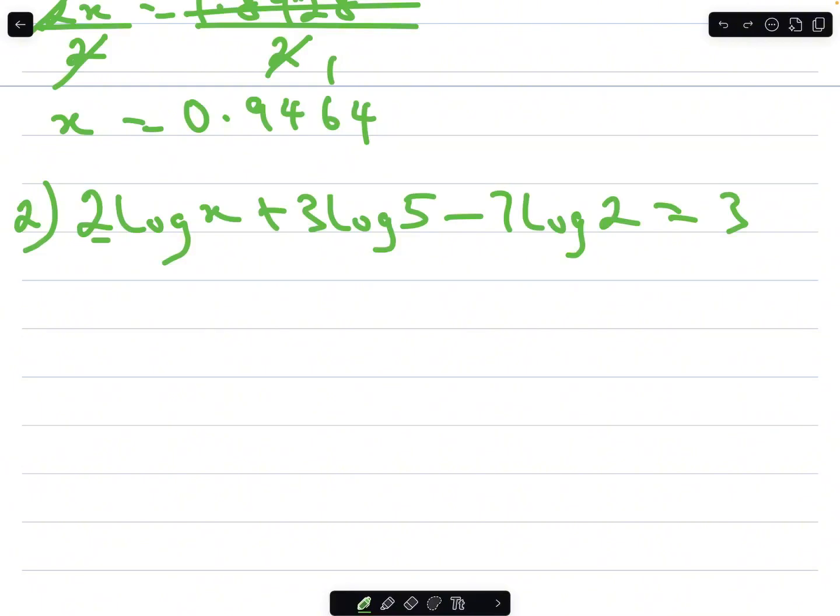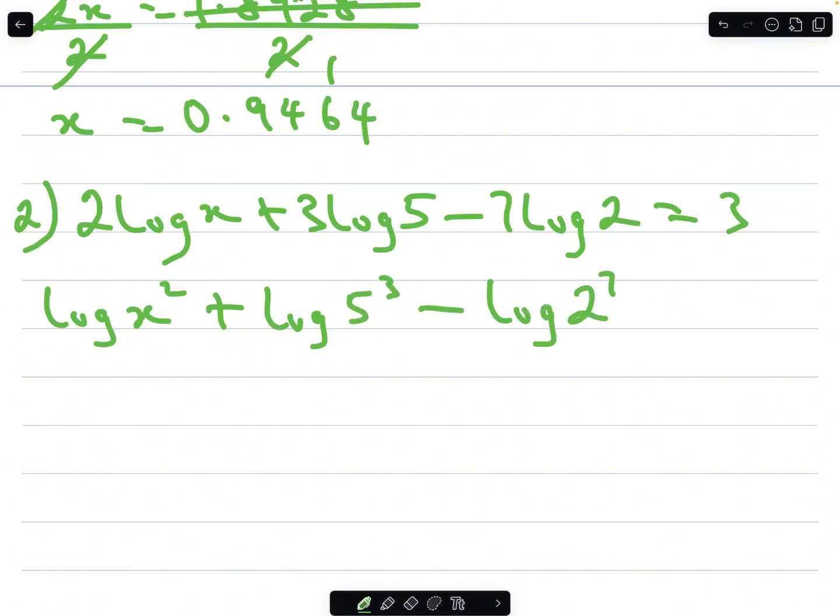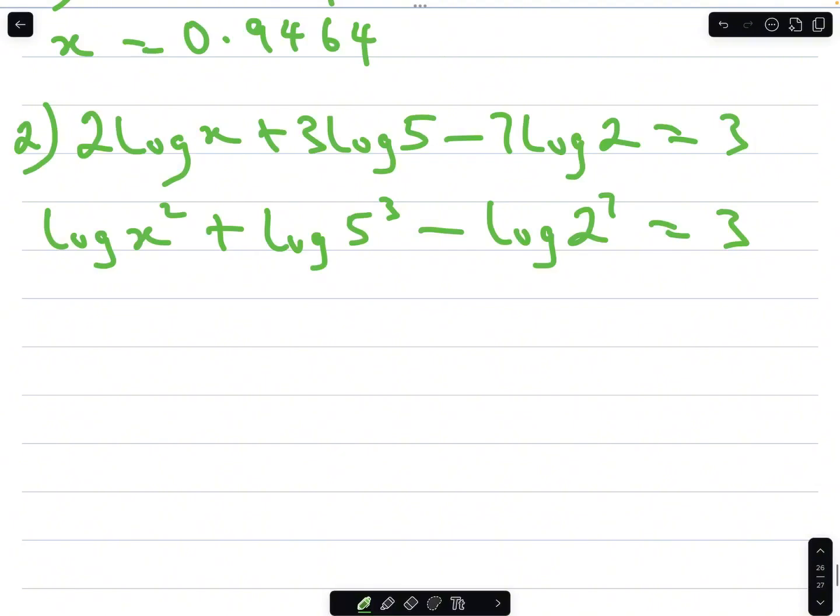So first of all, I want to make sure that their coefficients are ones. So I'm going to write it as log x to the power 2 plus log 5 to the power 3 minus log 2 to the power 7. Just leave the minus. Equals 3. Beautiful. Now you can combine them.